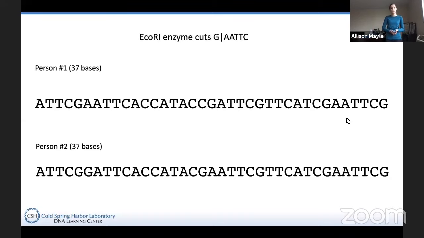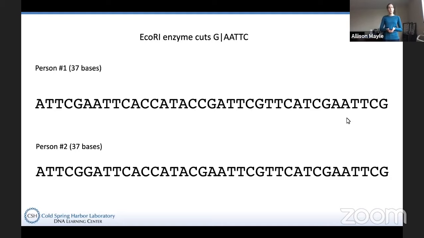Now, just for the sake of simplicity, I only listed one strand of DNA, but remember DNA is double-stranded, so there would be another string of letters right underneath each of these letters that pair up. A always pairs with T and C always pairs with G, but let's just look at them as a single strand right now, just so we can think about what would happen if we cut both of these people's DNA with EcoR1 that cuts GAATTC.